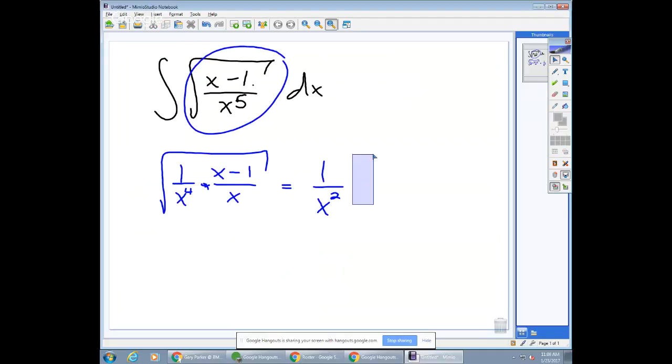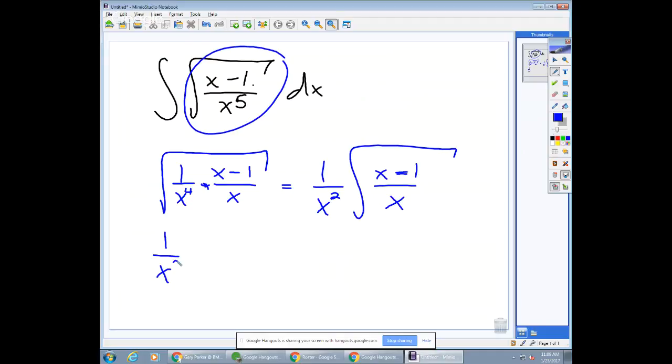So I'm still stuck with the square root here of (x minus 1) over x. And when you see x over x like that, don't you just love canceling it? Right? I love canceling stuff. It just totally makes my day. But the negative is standing in the way of that. So I have to rewrite that inside there.